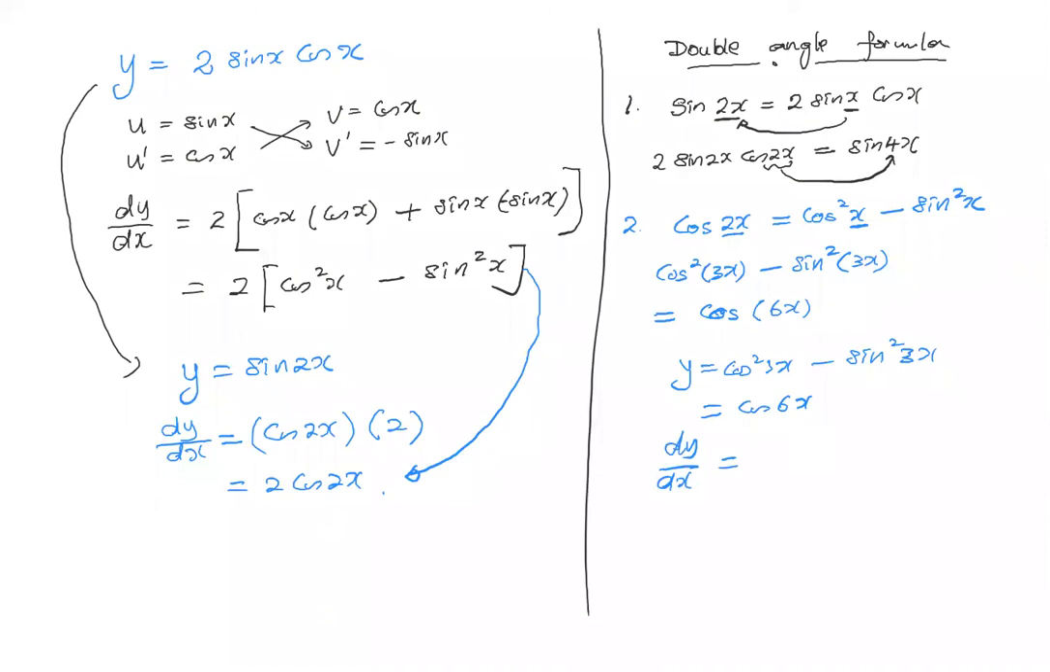No. Okay, so what is the derivative for cos 6x? I didn't understand, that's what I said. It's negative 6 sine 6x.